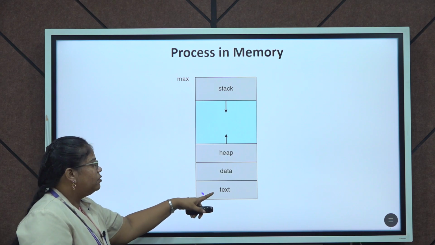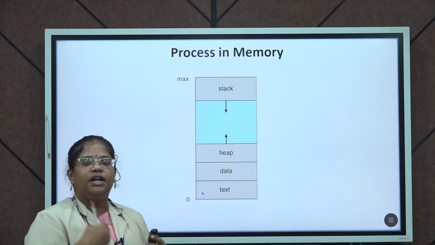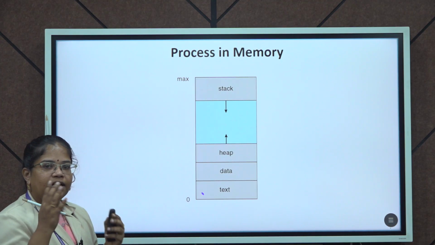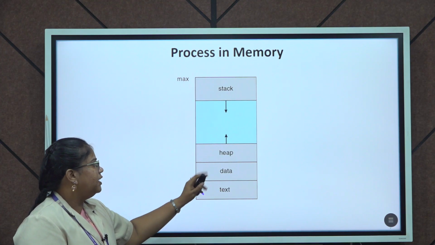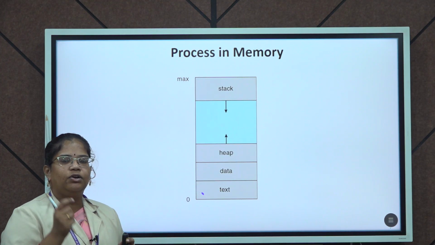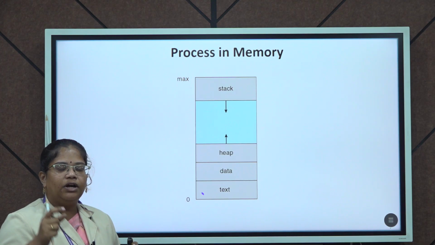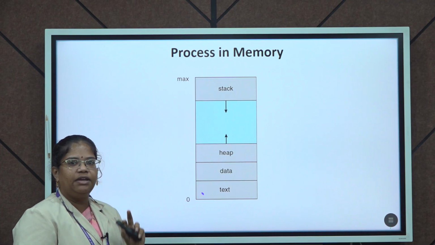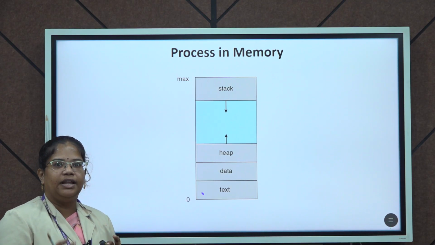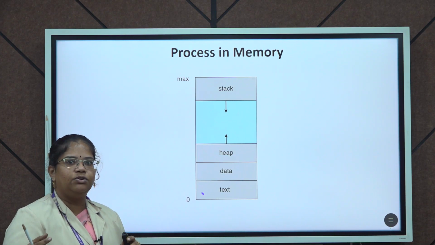First one is the text section. Text section means it is the C program coding. For example, if I take a C program, my original coding is called the text section. The next one is data. Data is the global declaration section, so it has a block of global declaration values. The next one is heap. Heap means it's the dynamic memory allocation section, containing the values stored by dynamic memory allocation.